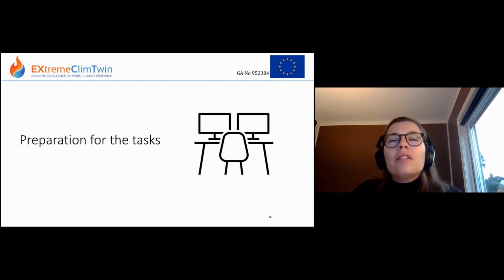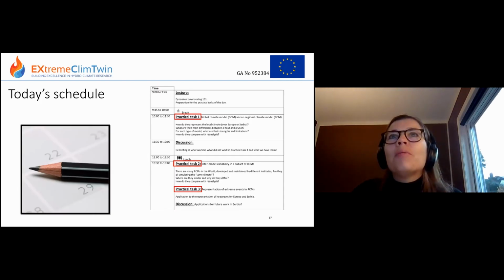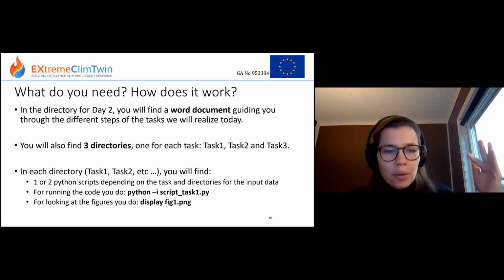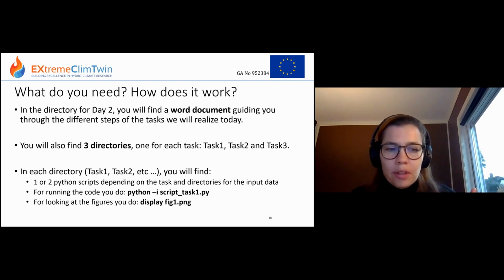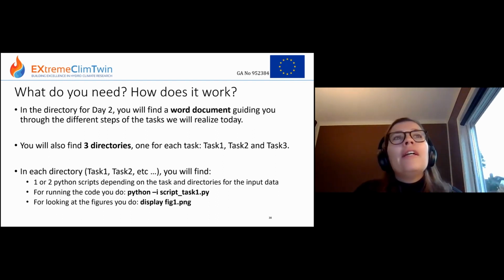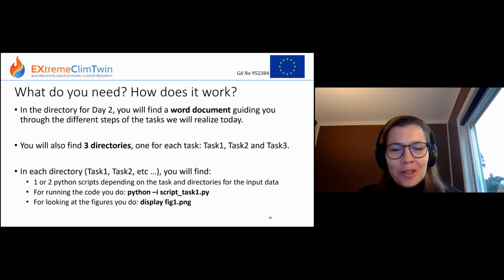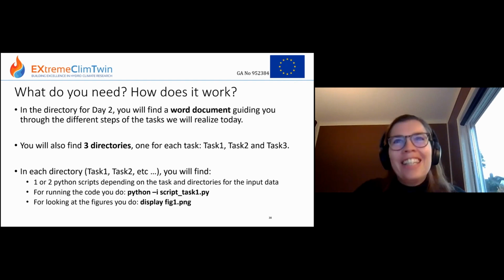So for the task, normally, if I didn't do anything wrong, you should have a folder in the directory for day 2. In the folder you should find a Word document with all the information for the different tasks, like we did a few weeks ago. That should guide you through the different steps. But I included new tasks where you will be less guided because it's a senior researcher workshop, so you may have some challenges today.